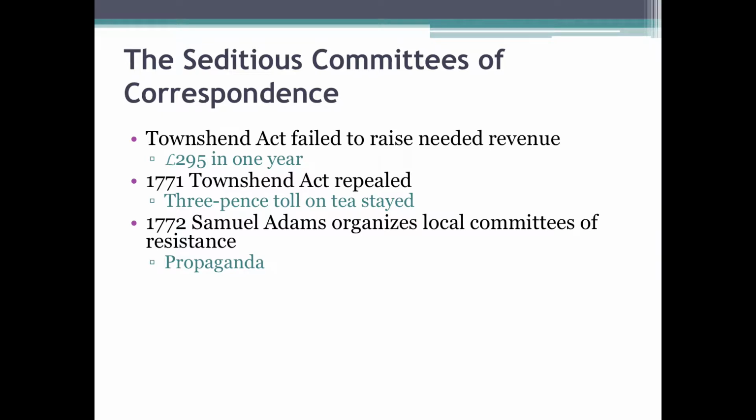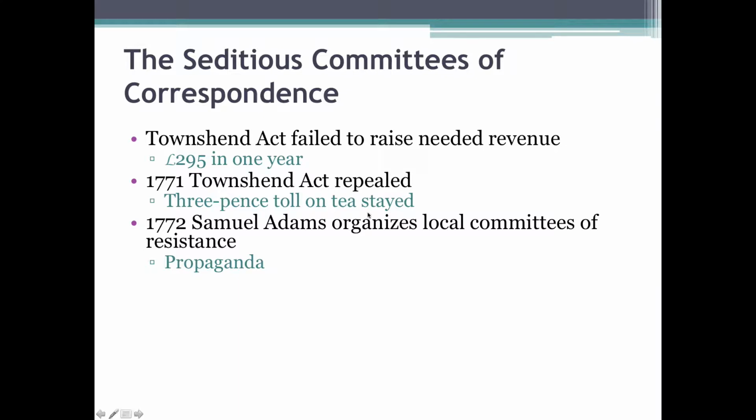In 1772, Samuel Adams organizes what's known as local committees of resistance, or I have it up here, committees of correspondence. Now this word seditious, to commit a seditious act, is treason. This is treason on the part of the Americans. They're being controlled by the British. They're not allowing them to have a lot of free press, for instance. A lot of their newspapers are being censored and even closed down.